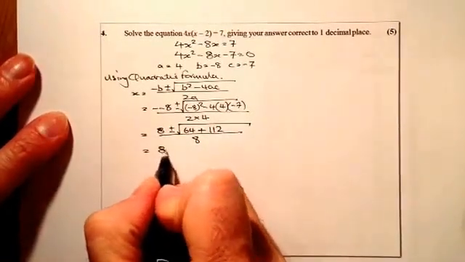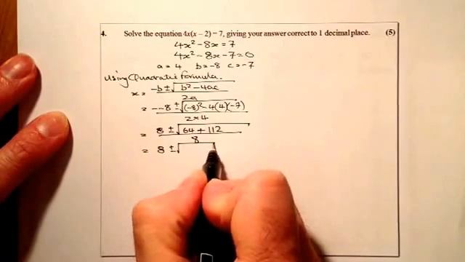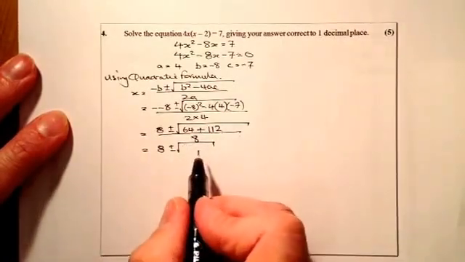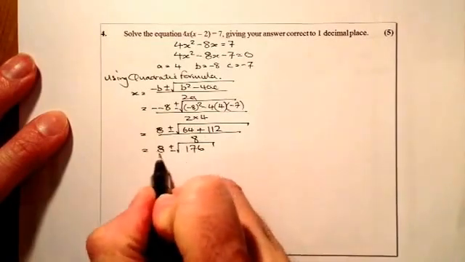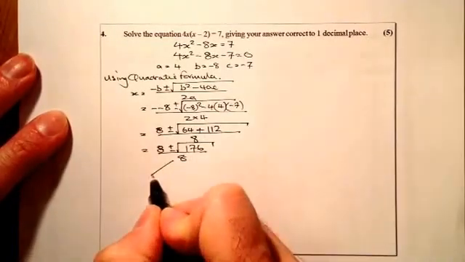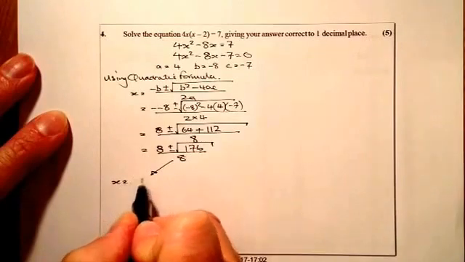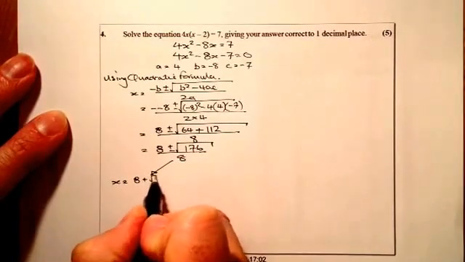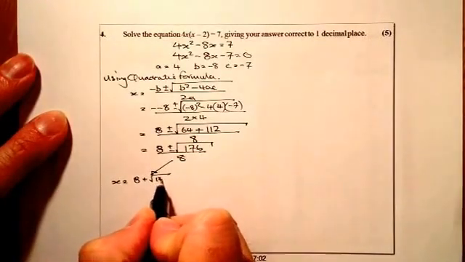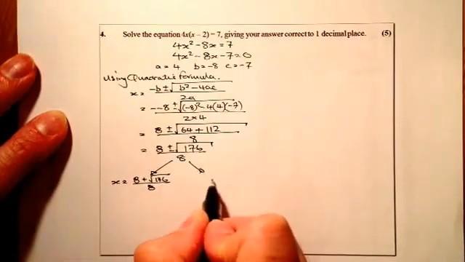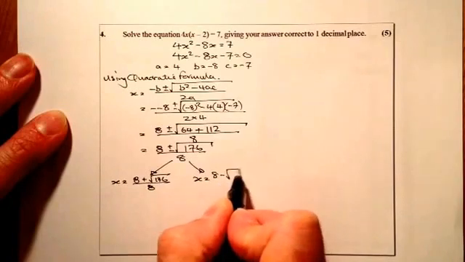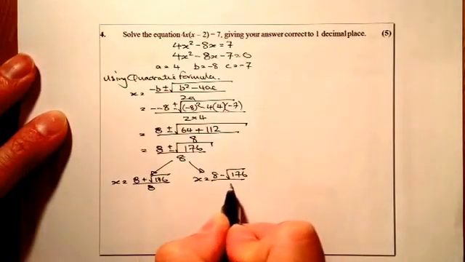Right, so let's just write that out one more time, just to gather this together here. So that's going to be 176, okay? All divided by 8. Now I'm going to split it into two solutions. So my x is going to be equal to 8 plus square root of 176 all over 8. And from here I've got x is equal to 8 minus square root of 176 all over 8.